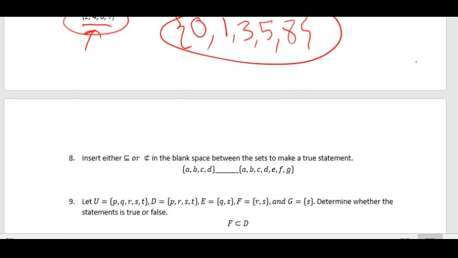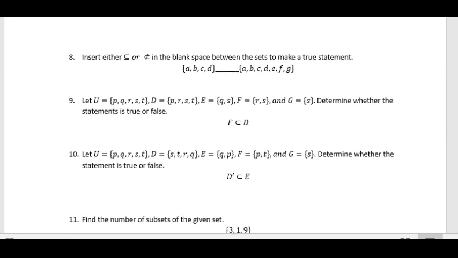Number 8, insert either the subset or the not a proper subset. Okay, so subset means that everything that's in this set is also in this set. Okay, so if we check, A is in here and it's in here. B is in here, B is in here. C is in here, C is in here. D is here and D is here. So all of these elements are in here. So we can say that this is a subset.